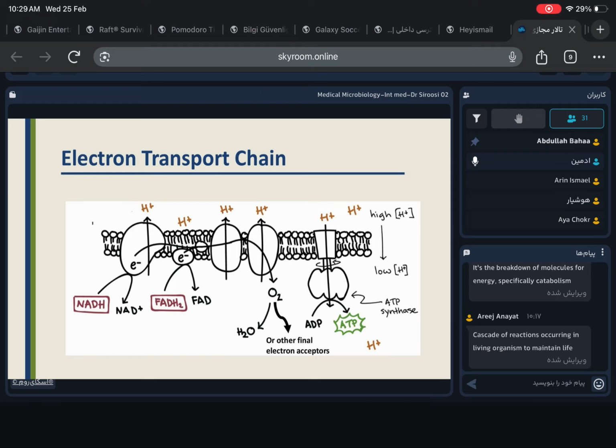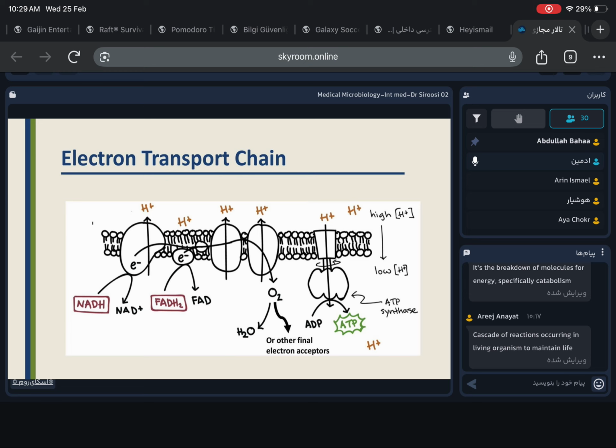And finally, the electrons are received by molecular oxygen. Molecular oxygen has this high electronegativity, and it serves as the final electron acceptor in aerobic respiration. So it is an ideal molecule for efficient ATP production.